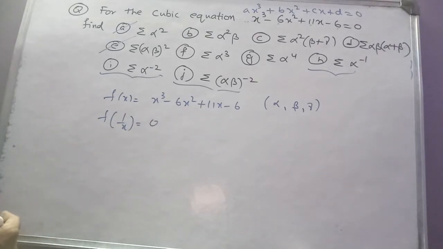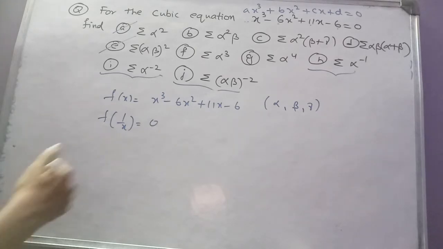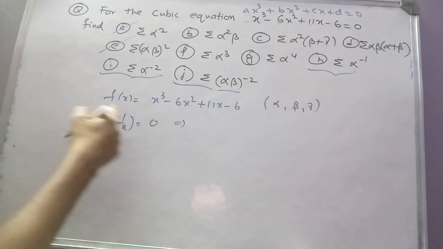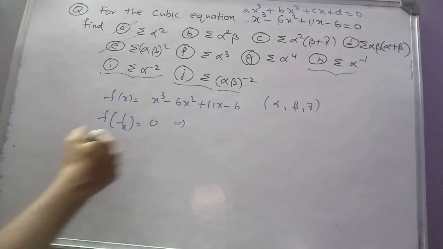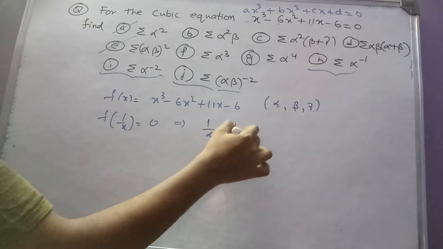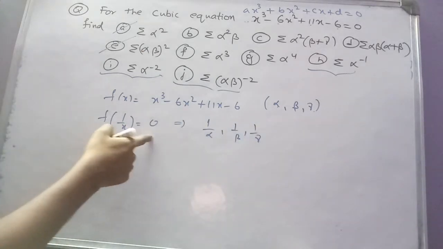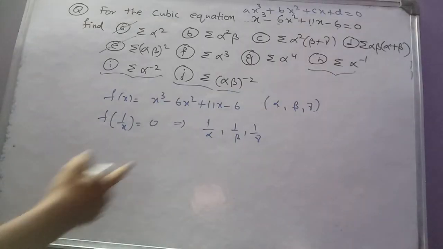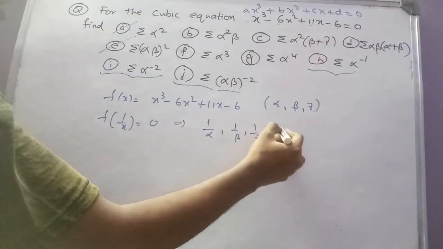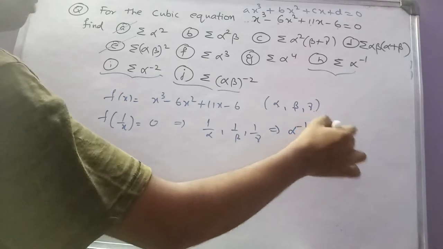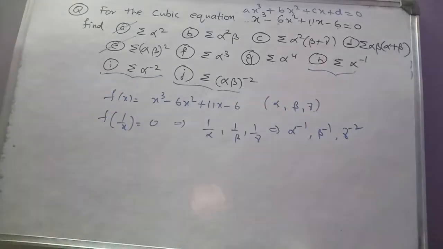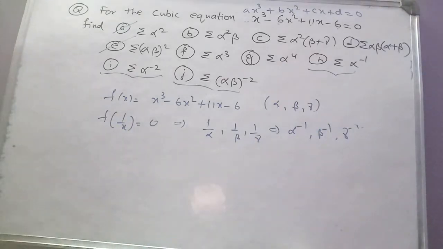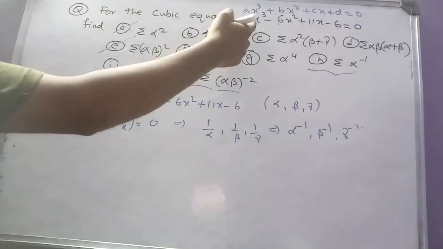According to the transformation of equations concept, if alpha, beta, gamma are the roots of f of x equal to 0, then 1 by alpha, 1 by beta, 1 by gamma are the roots of f of 1 by x equal to 0. We will see this in the next concept, transformation of roots. 1 by alpha, 1 by beta, 1 by gamma are nothing but alpha power minus 1, beta power minus 1, gamma power minus 1. Right? So find out what is f of 1 by x equal to 0.